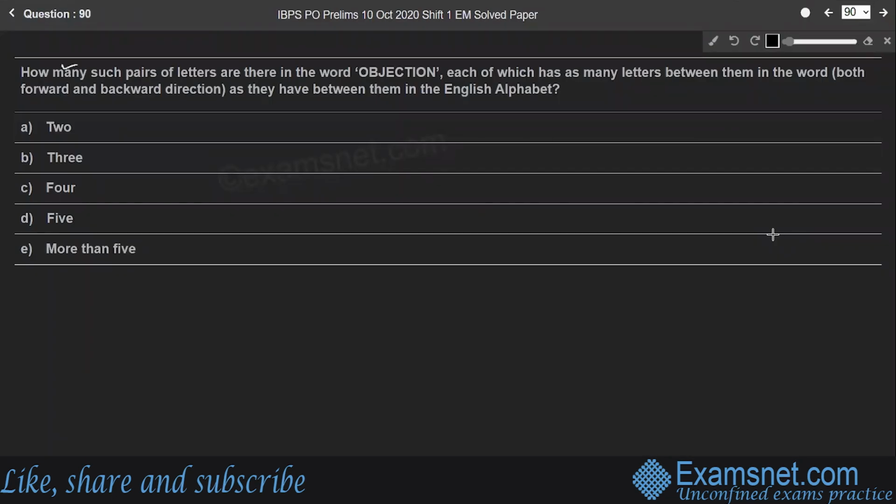Question 90. How many such pairs of letters are there in the word objection, each of which has as many letters between them in the word, in both forward and backward direction, as they have between them in the English alphabet? Here the given word is objection. O, B, J, E, C, T, I, O, N. Here we have to find such pairs of letters, right? In which the number of letters between them in the given word is equal to the number of letters between them in the original alphabetical series, right?